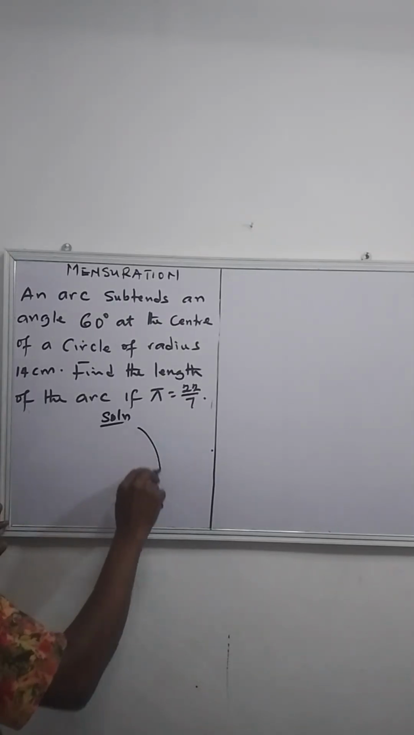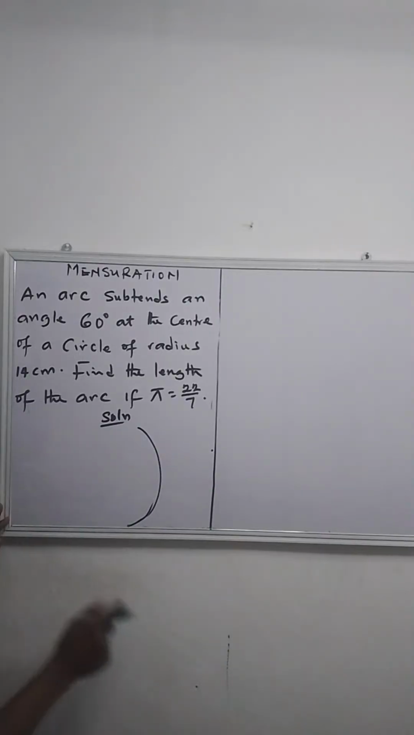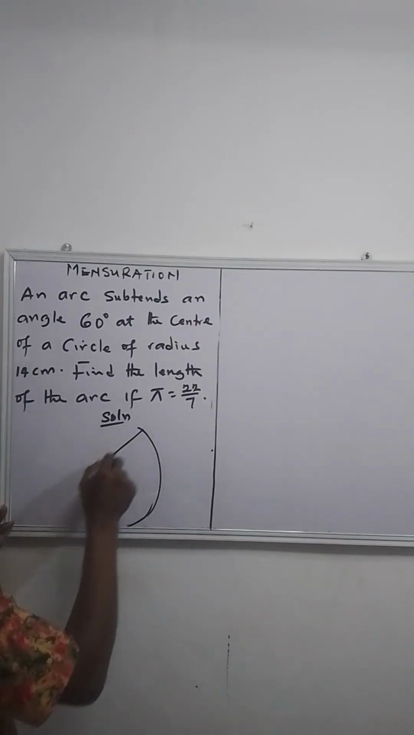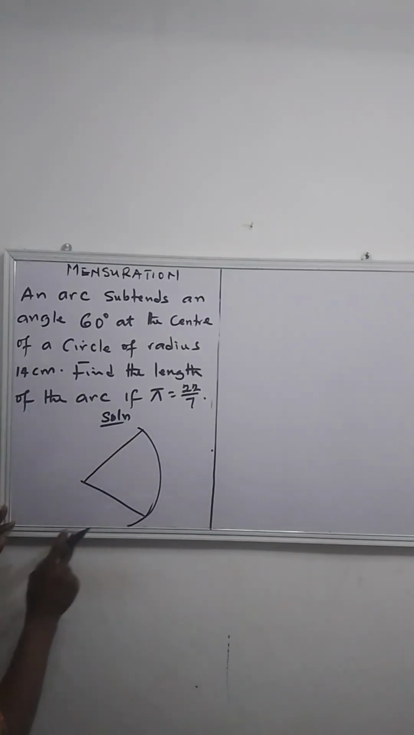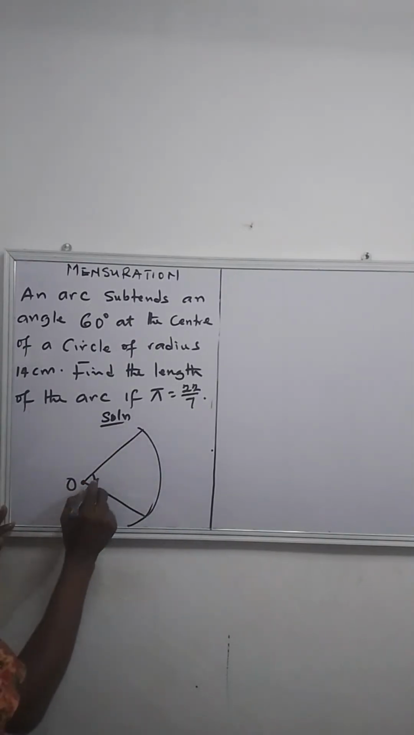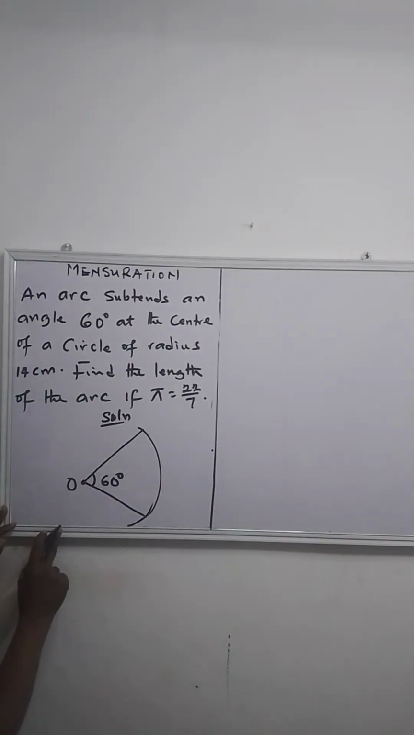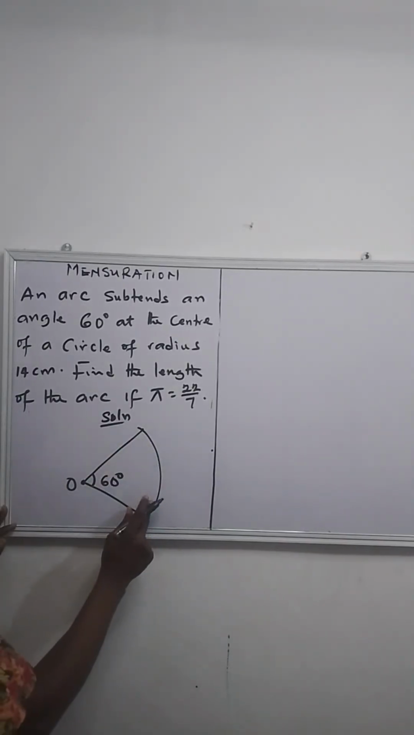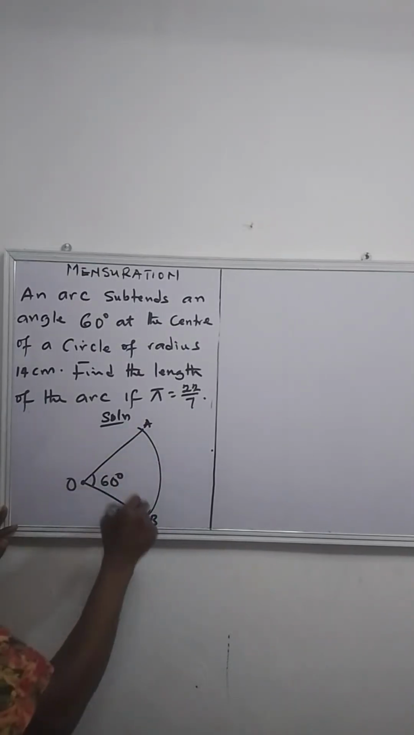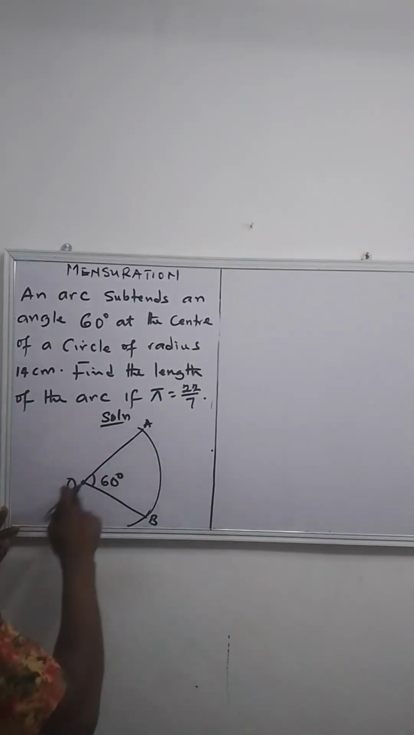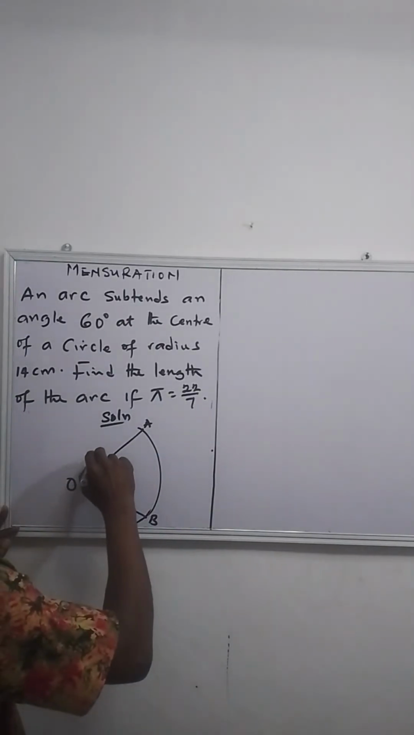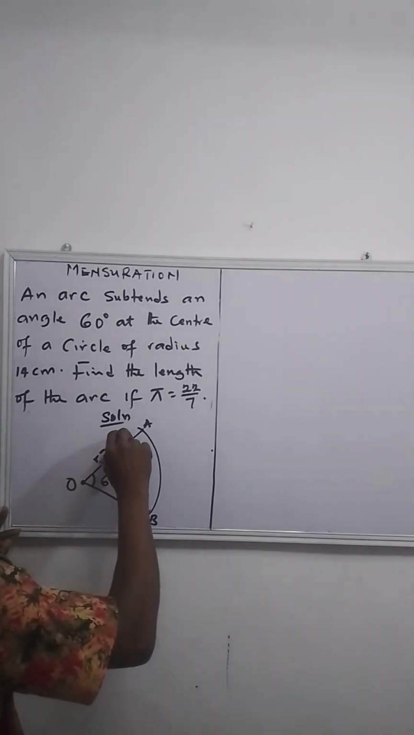So we have an arc, which is a fraction of the complete circumference of the circle. It subtends an angle at the center of the circle. Let's say this is the center O of the circle. So this arc subtends 60 degrees at the center. The length of the arc I want to get is AB. So I want to get this length, and we have been given the radius. The radius is 14 centimeters.